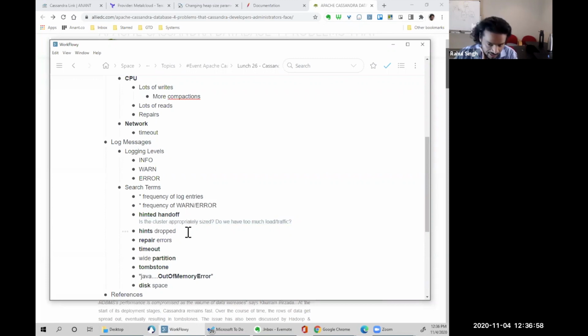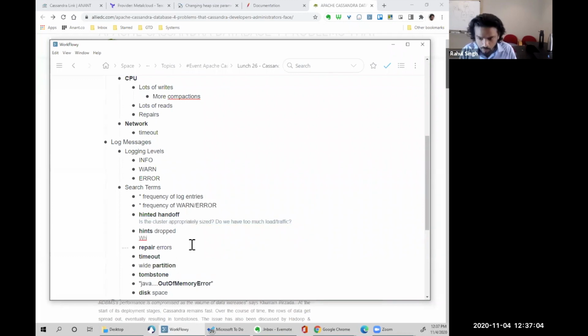If you see hints being dropped, that's a problem. That means some machine has been down for 3 hours. So what happened, right? How did a node go down for 3 hours? That's a big problem.